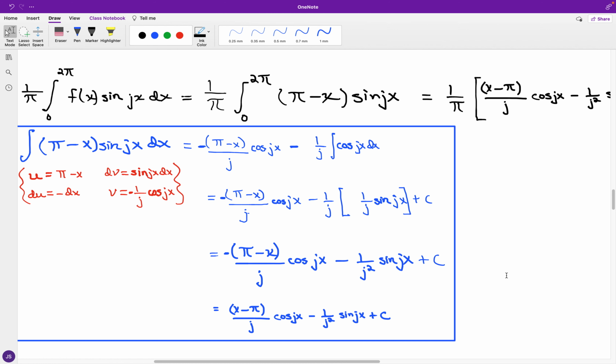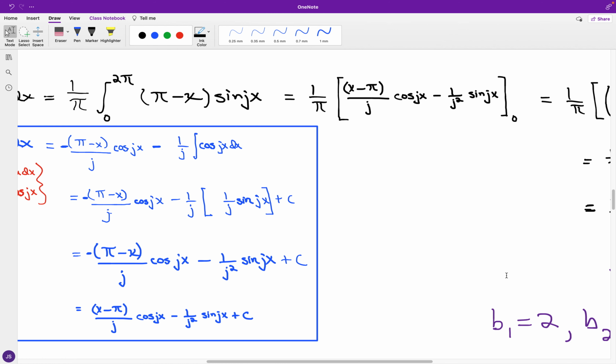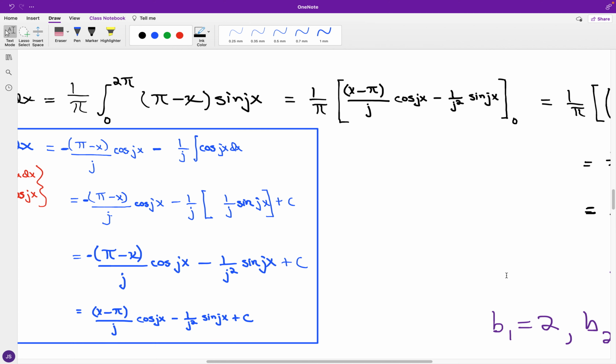And carrying this over to the numerical integration. Okay, so in this one case, we have 1 over pi times the integral of (pi minus x) sine of jx as x goes from 0 to 2 pi. And again, we have the antiderivatives, and again we're going from 0 to 2 pi.